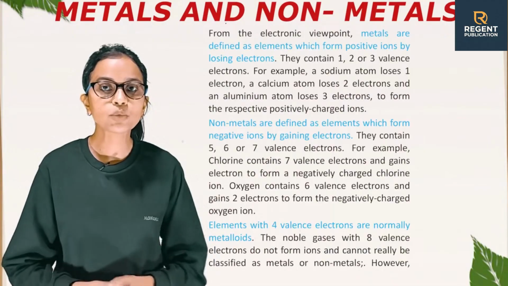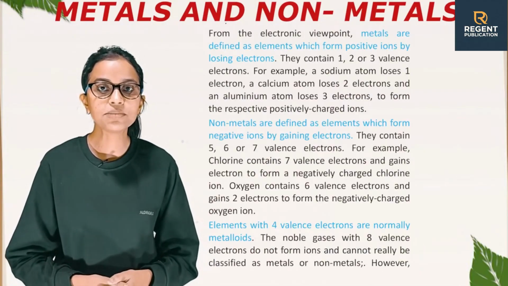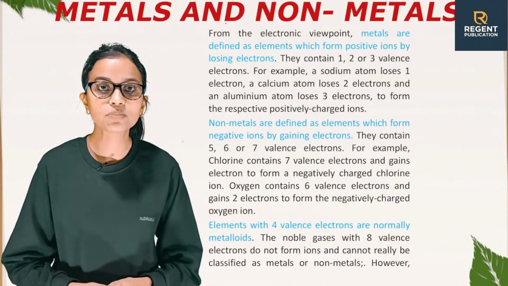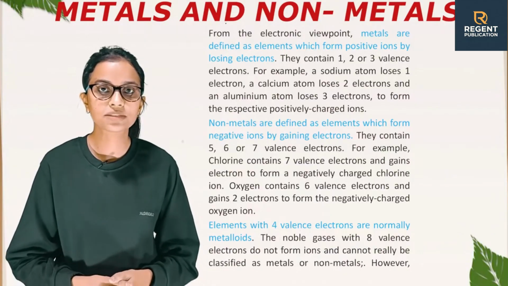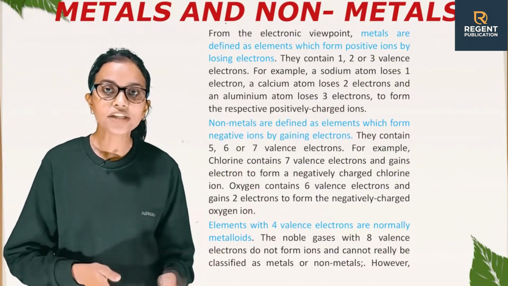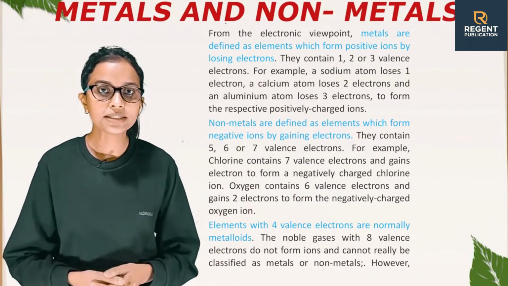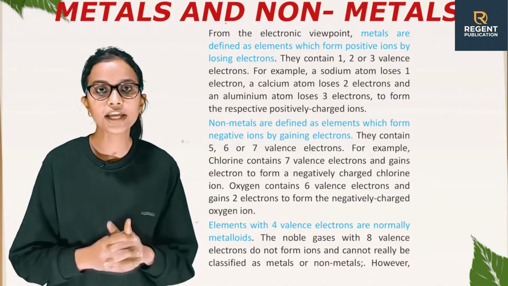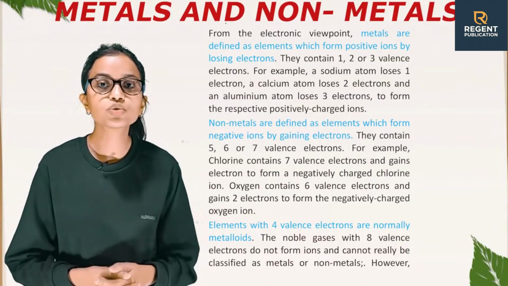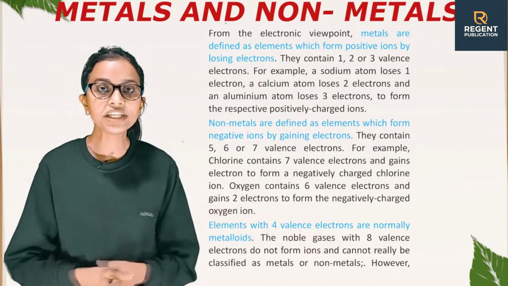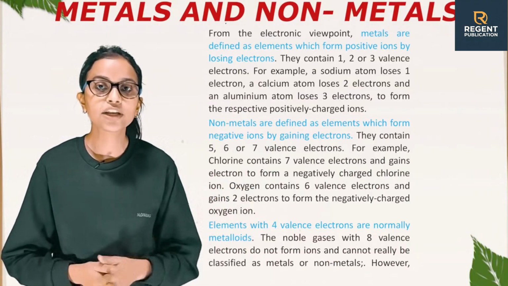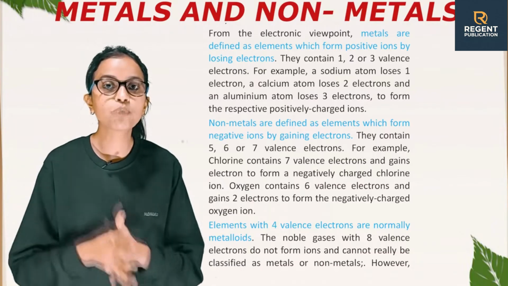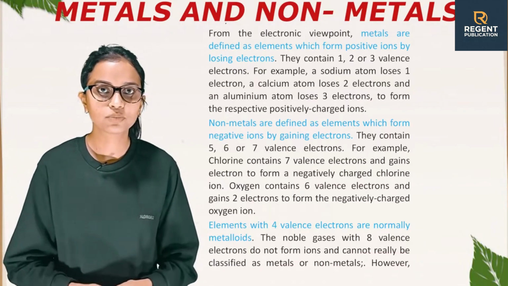From the electronic viewpoint, metals are defined as elements which form positive ions by losing electrons. They contain 1, 2 or 3 valence electrons. For example, a sodium atom loses 1 electron, a calcium atom loses 2 electrons and an aluminium atom loses 3 electrons to form the respective positively charged ions.